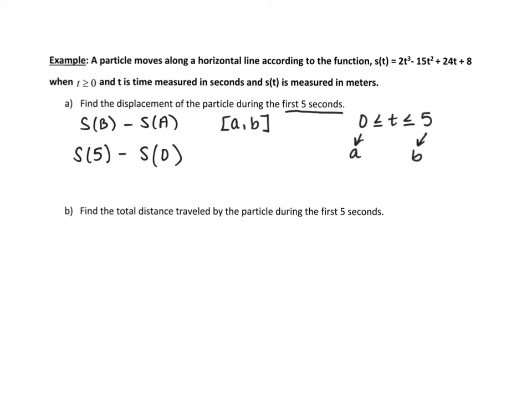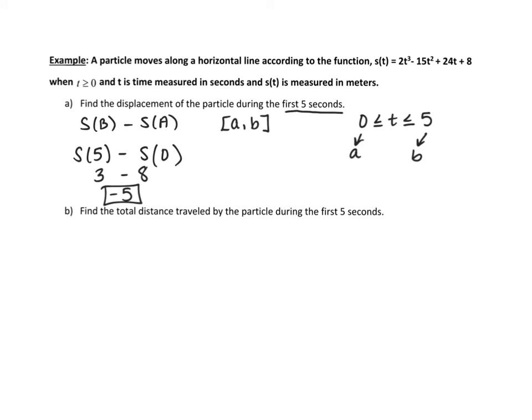So if you notice, S is my original function. So go ahead and plug 5 into my original function, then plug 0, and then subtract them. And then hit resume when you're ready for the answer. Okay, so for S of 5, you should have gotten 3. And for 0, you should have gotten 8. So 3 minus 8 is negative 5.